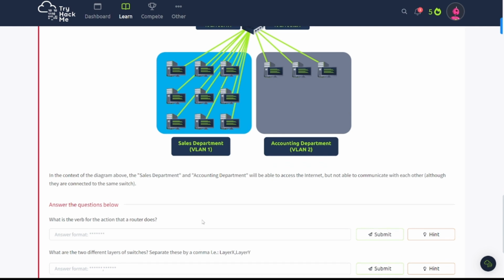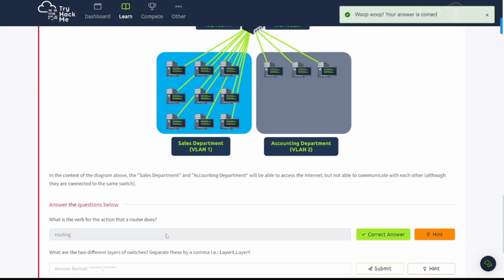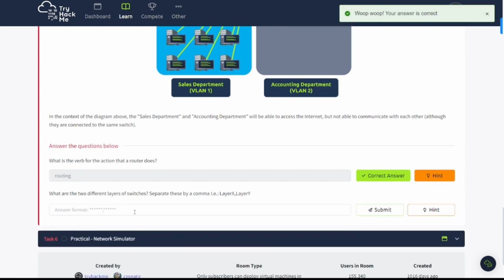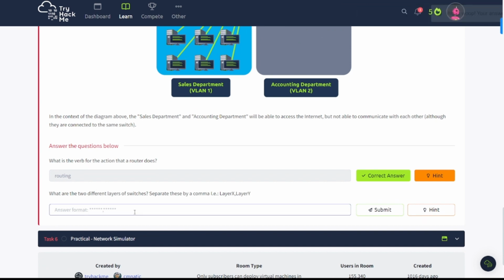And it says here, what is the verb for the action that a router does? It's route stuff, so let's try this, routing. There you go. What are the 2 different layers of switches? Okay, it wants to do it this way. So layer 2 and layer 3. So there we go.